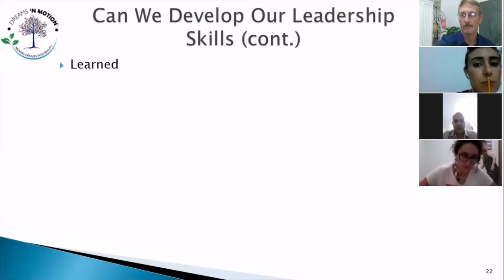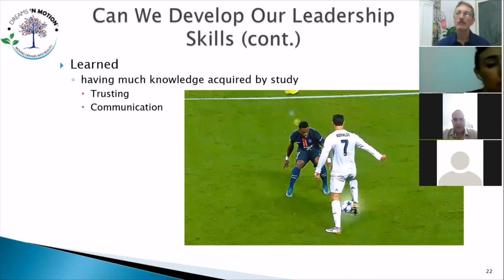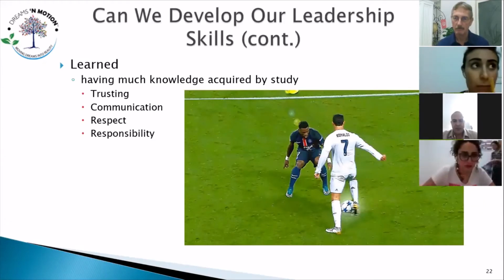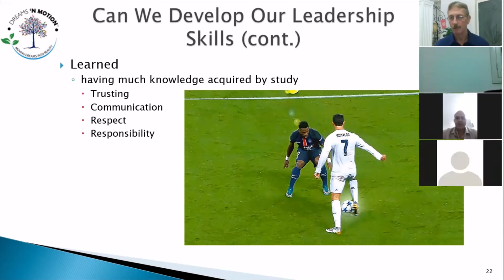So what are some learned qualities? Some learned things are trusting. We can learn to trust. We can learn how to be a better communicator. We can learn how to respect people. Respect can be learned. And we can learn about responsibility. So again, there are certain things we're born with, and there are some things that we can learn. Because a lot of times people say, well, I wasn't born with leadership qualities, so I can't learn how to be a leader. No, that's not true. I don't think so.